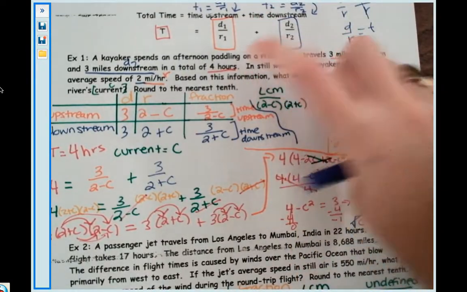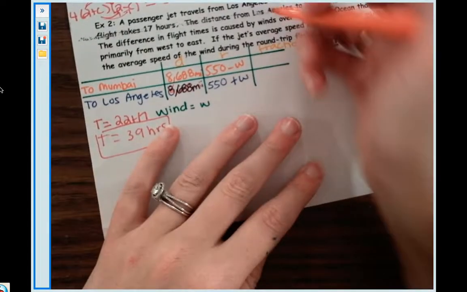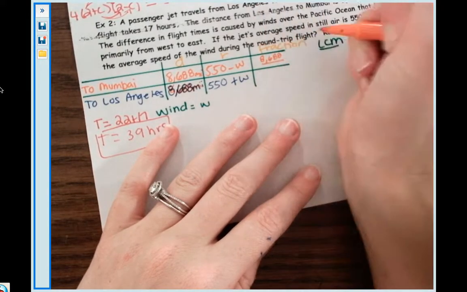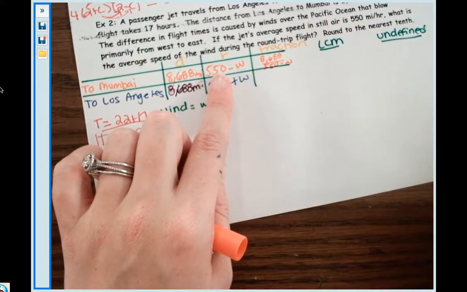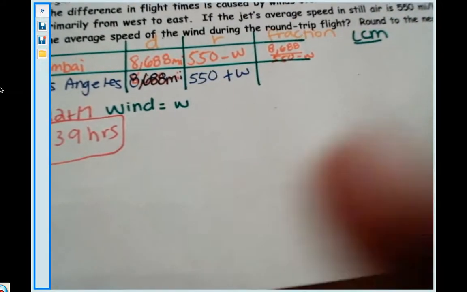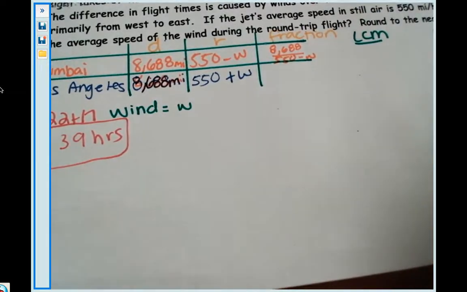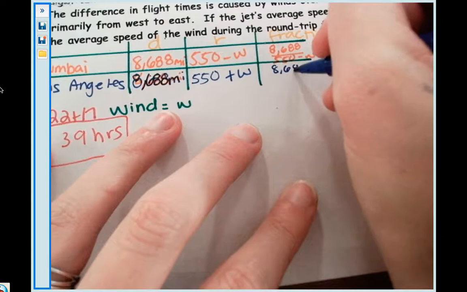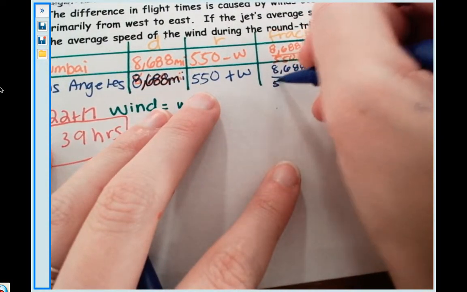So for our fractions, we put our distance over our rate. So let's get going. I'm going to have this 8,688. Going to write small. Over this 550 minus W. So 550 minus W. I know that's hard to see. 550 minus W. All right, and then this one is the same thing. I'm going to put my distance over my rate. So my 8,688 over my 550 plus W.